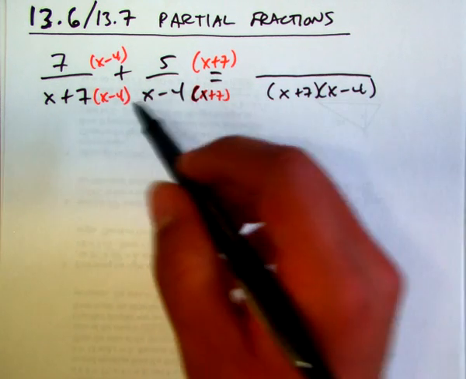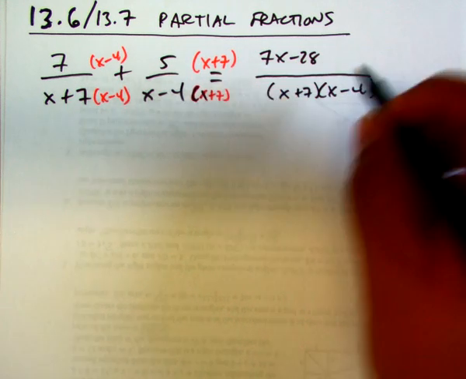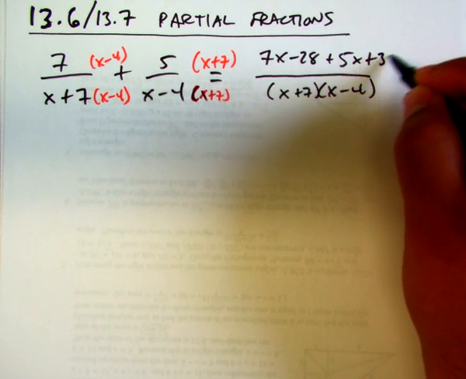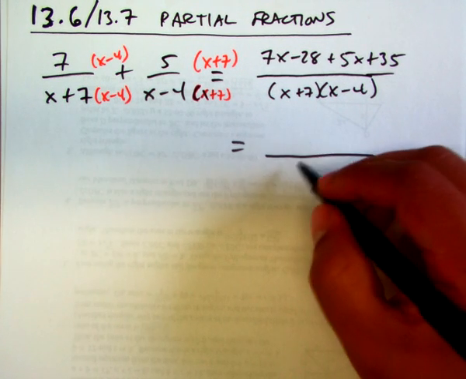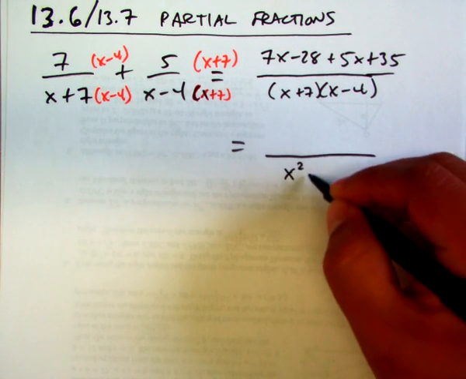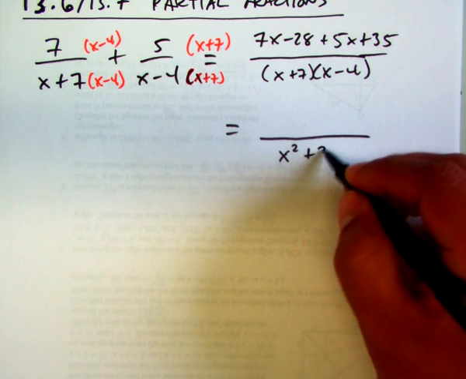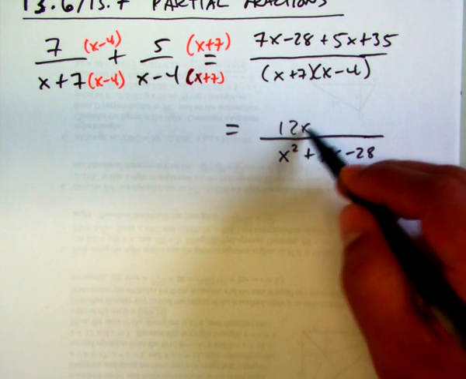And then you just multiply 7 with x minus 4 to get 7x minus 28. Multiply 5 with x plus 7 to get 5x plus 35. And if you simplify, you could multiply out the denominator, which we really hadn't done before, but let's say we did. And then the numerator would be 12x plus 7.